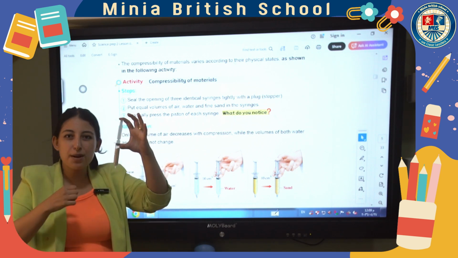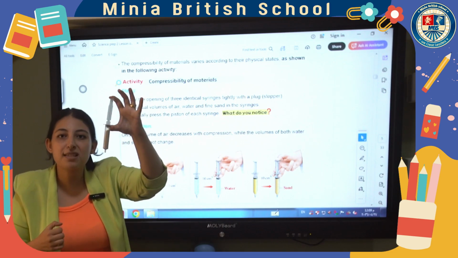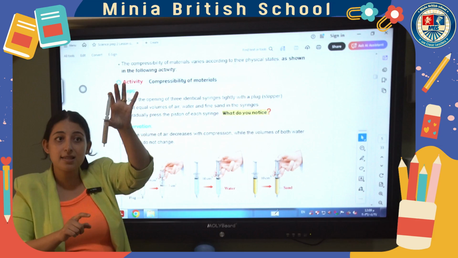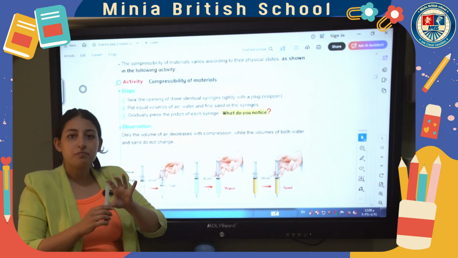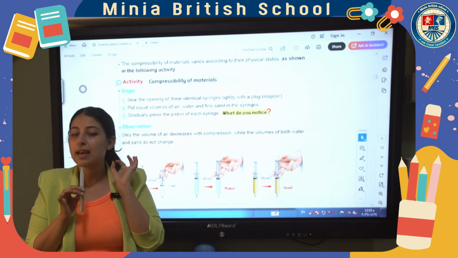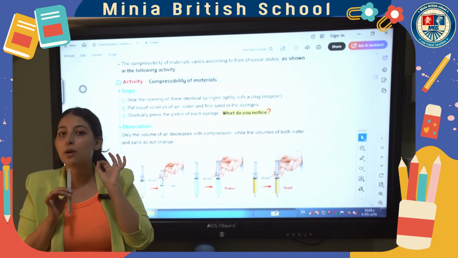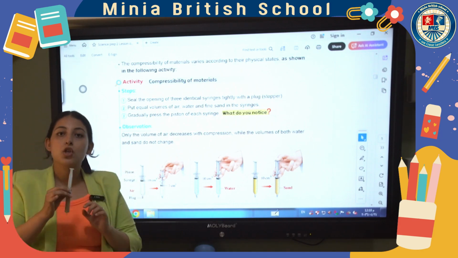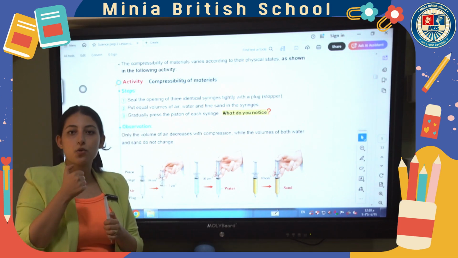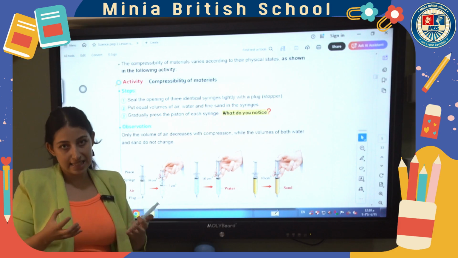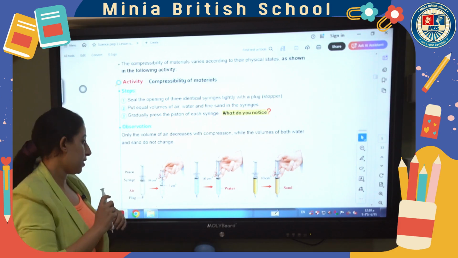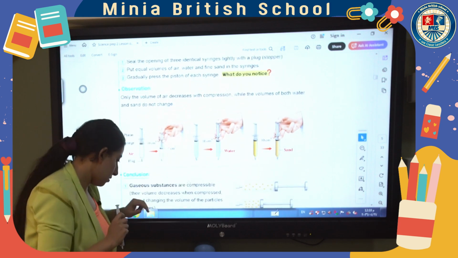So I can't compress them again. There are no spaces between their particles. So it's incompressible matter. Solid matter is incompressible matter that I can't compress or press on its particles easily. Why? Because we have tiny spaces between them. What about water? Let's watch.